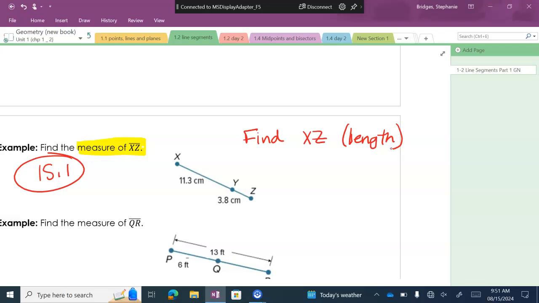That's what's so confusing with geometry. There's so many different ways to write things. You just have to be careful with that.